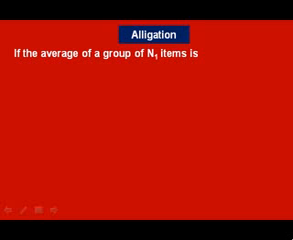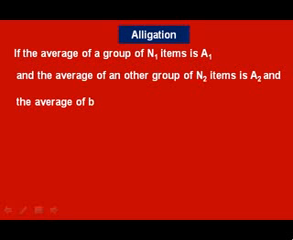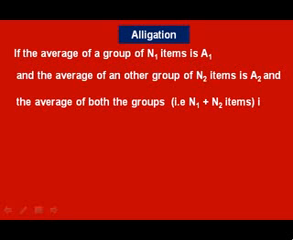So let me just first summarize my point here. The point says if the average of a group of n1 items is a1 and the average of another group of n2 items is a2 and the average of both groups is a, then the ratio n1 to n2 would be (a minus a2) divided by (a minus a1). So we have to take the modulus because a ratio can never be negative.